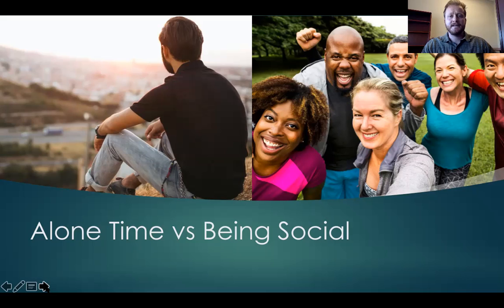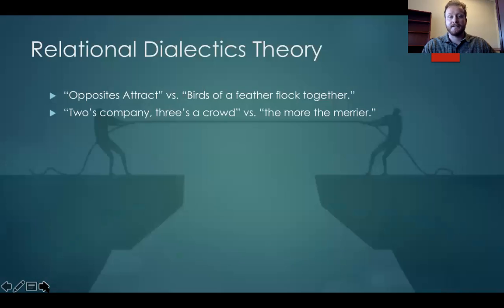All of this leads to our conversation on relational dialectics theory. Some common phrases that you might have heard in day-to-day conversations are "opposites attract." You might have also heard the phrase "birds of a feather flock together." These are two contradictory ideas about what is the best choice in terms of how we communicate and interact. The same tension exists between "two's company and three's a crowd" versus "the more the merrier." How many people are you trying to interact with? The different cultural ways of being and saying these things ultimately conflict based on two different ideals.